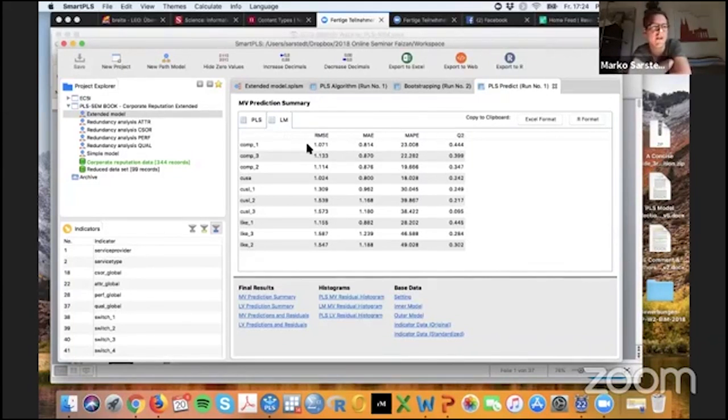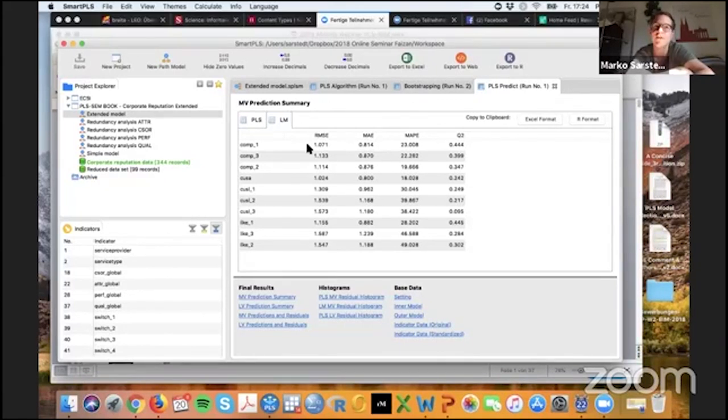For example, endogeneity was also one of the issues raised in Organizational Research Methods, and we said, well, that's true. We need to tackle it. So we did. We're working on it personally, and this is fully independent from me working on PLS.